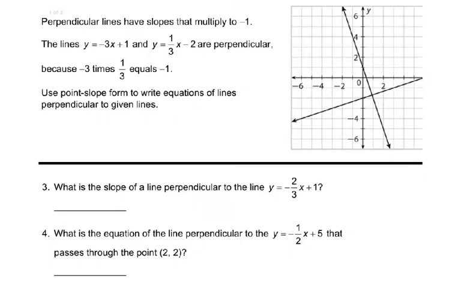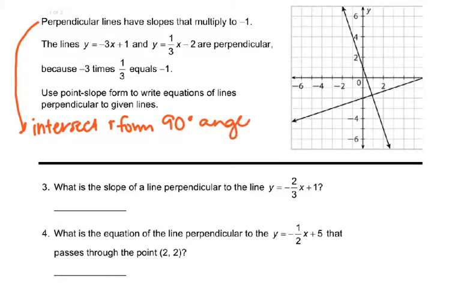So now that we have talked about parallel lines, I want to talk about perpendicular lines. So if you notice in the past, we've talked about lines that are perpendicular. Perpendicular means that they are going to intersect and form a 90-degree angle. Okay, so that's what it means for lines to be perpendicular. And the slopes of perpendicular lines actually multiply to be -1.